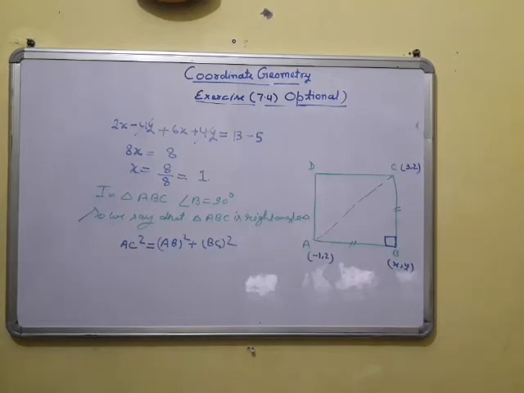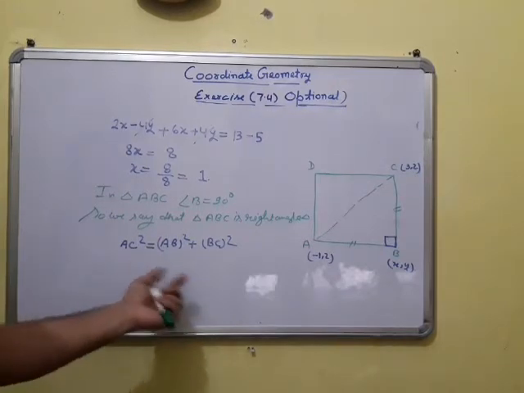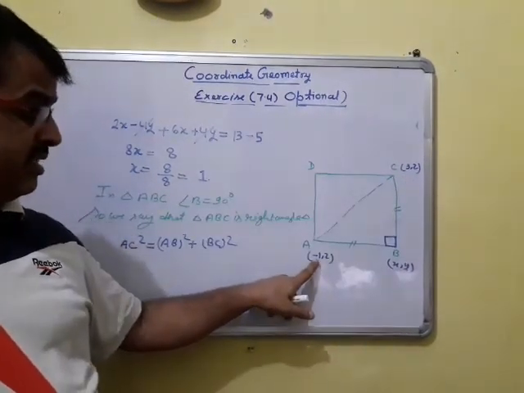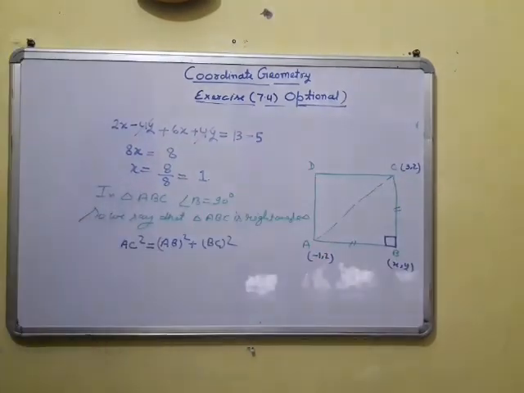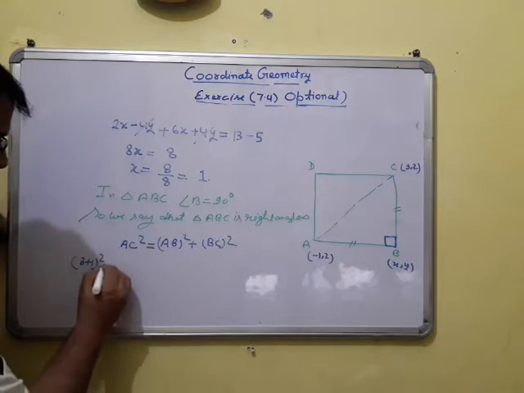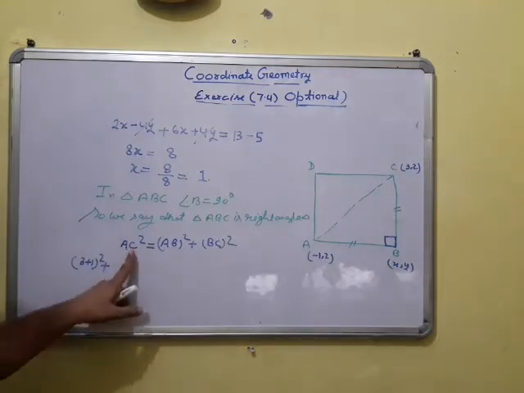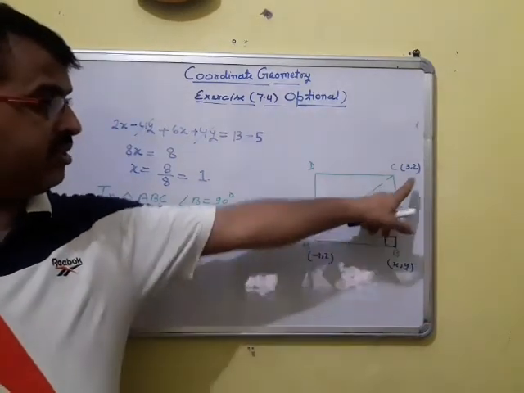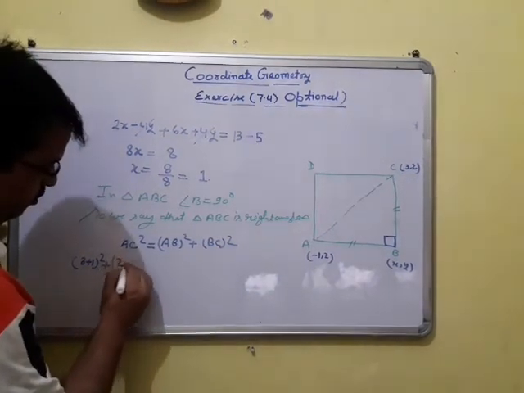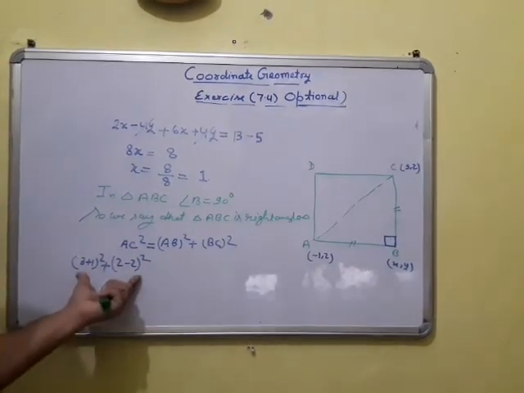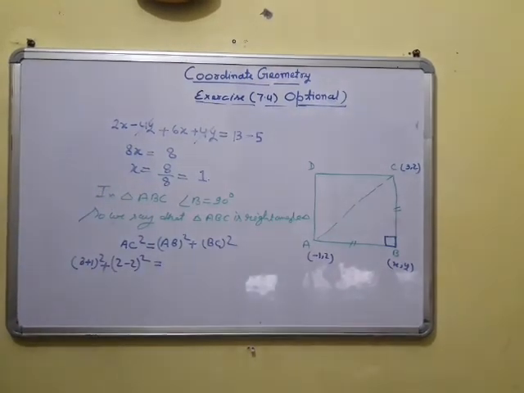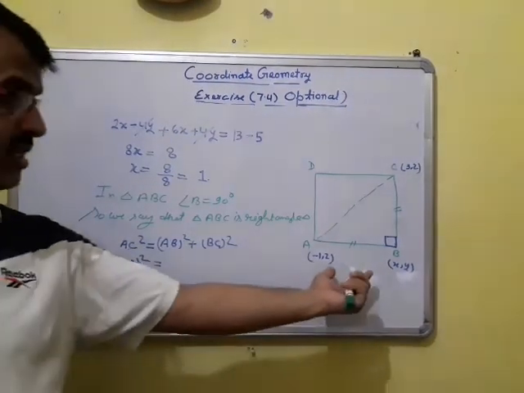And now here it is given that AC², the distance between A and C. So what do we get here? x2 minus x1, so this one is (3 + 1)², plus (y2 − y1)², where y2 is given as 2 and y1 is given as −2, so this one is (2 − 2)². Since AC² is squared, the root is already removed. Then what do we write? AB².